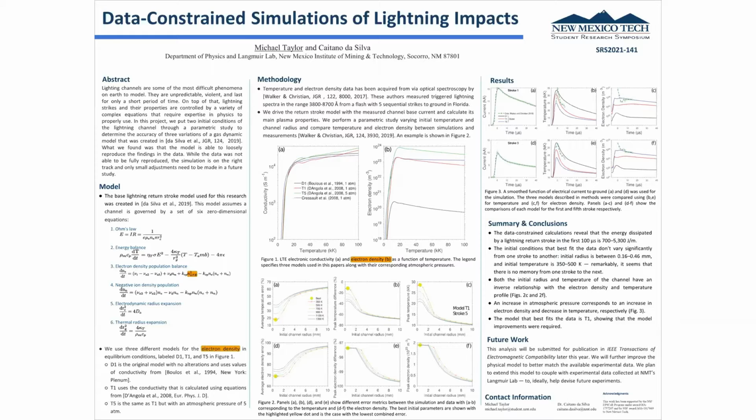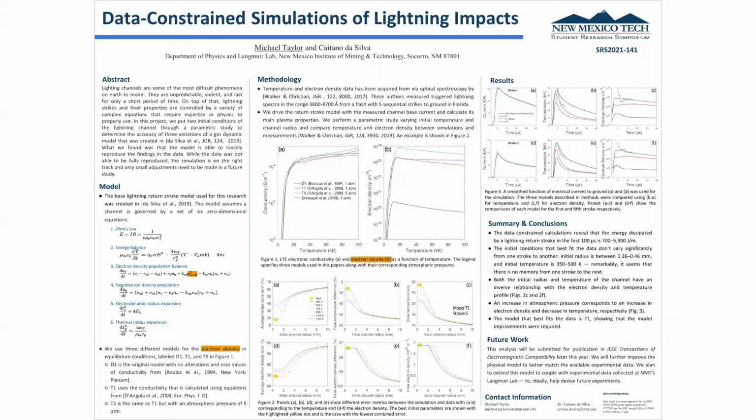Some things from the parametric study is that the initial radius and temperature, as they both increase, they both decrease the accuracy of the model. So we had to find where the best fit was for those initial conditions. We implemented something that's different from the Caetano model, the 2019 paper, is that we implemented an atmospheric pressure variable.